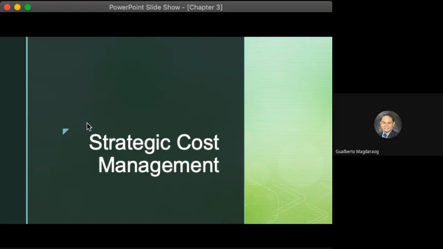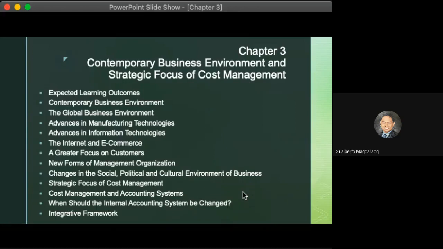This is chapter 3 of our strategic cost management book. This is about contemporary business environment and strategic focus of cost management. So ito yung content ng ating discussion for this morning. Of course, yung expected learning outcomes from you.